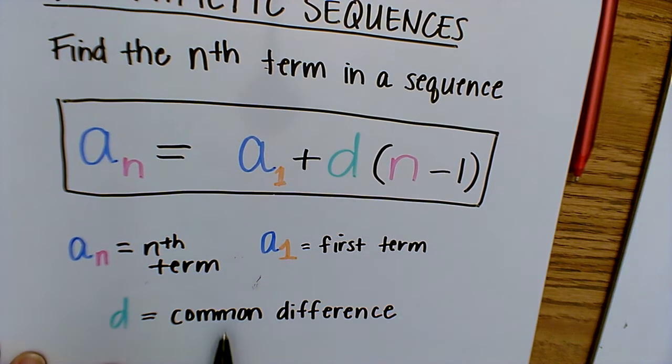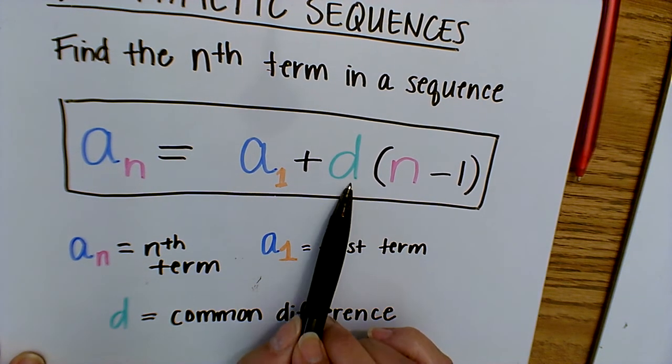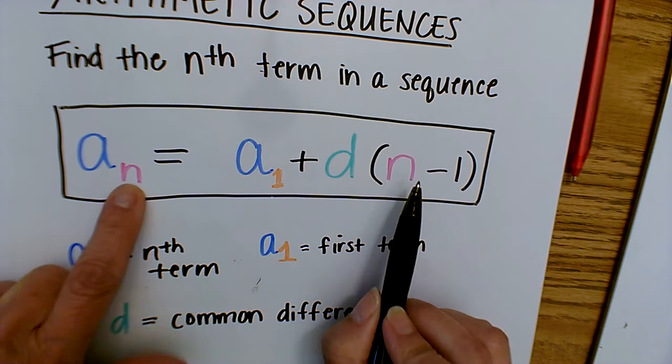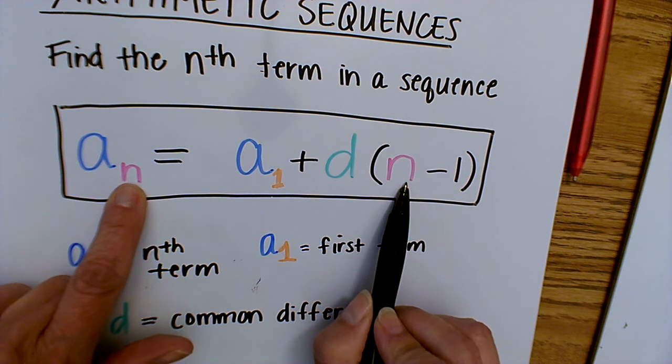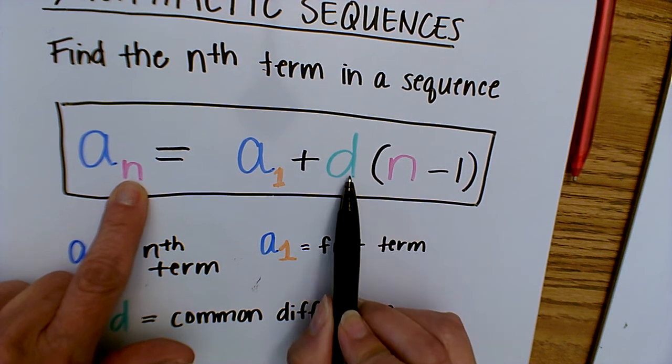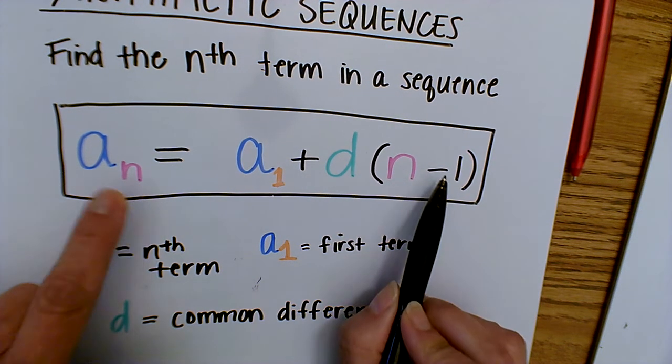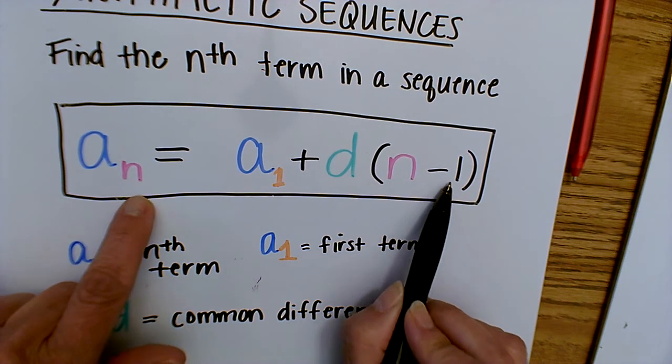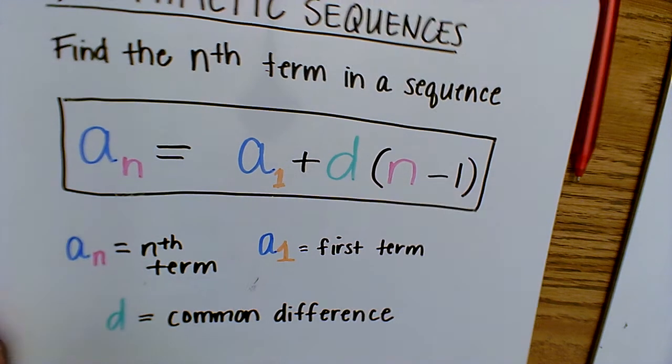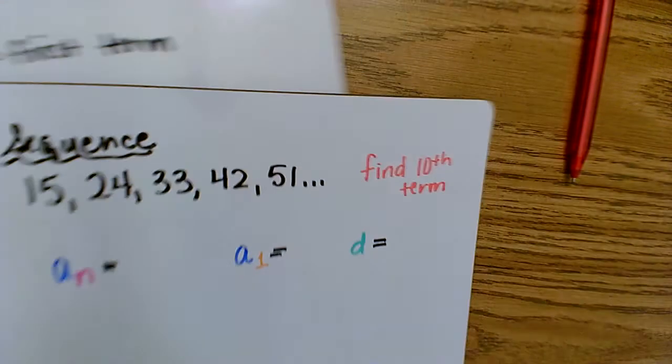D, we learned, is the common difference. So that number would go here. And then whatever this number is that you're looking for, that goes here. And whatever you multiply the difference by is always 1 less than that number. And that's why it says n minus 1. So let's try that out.